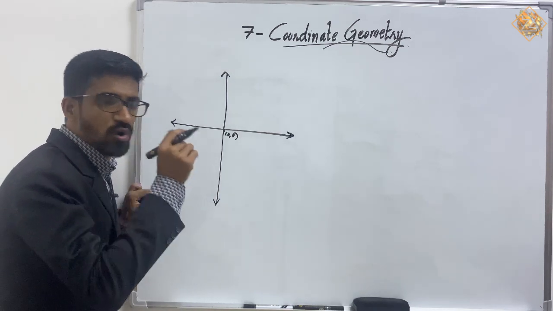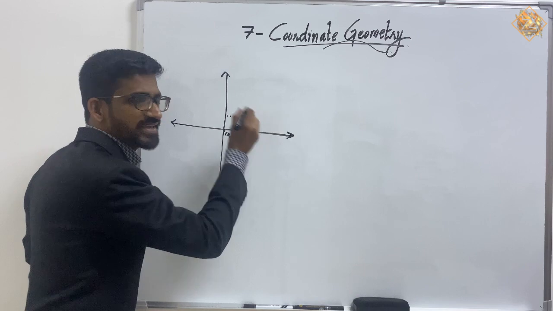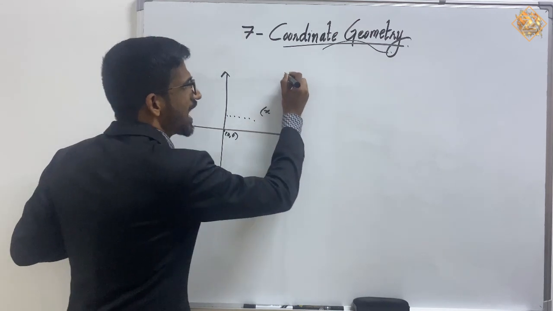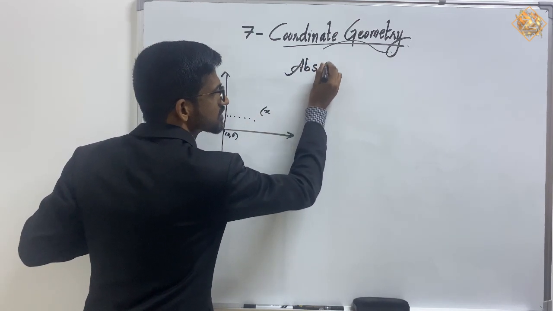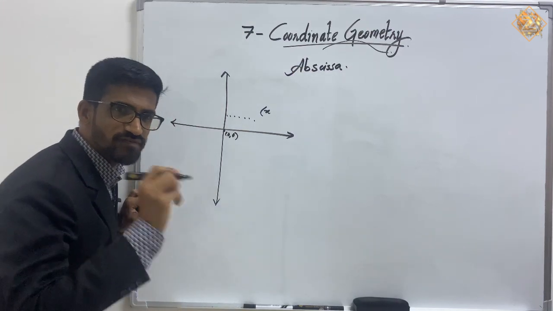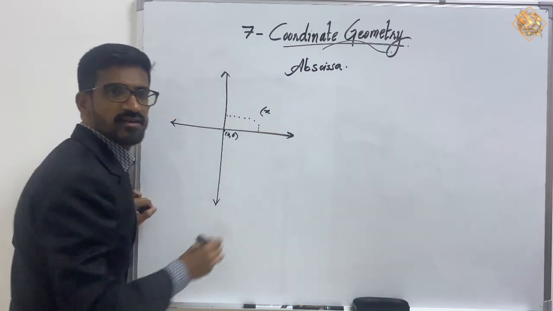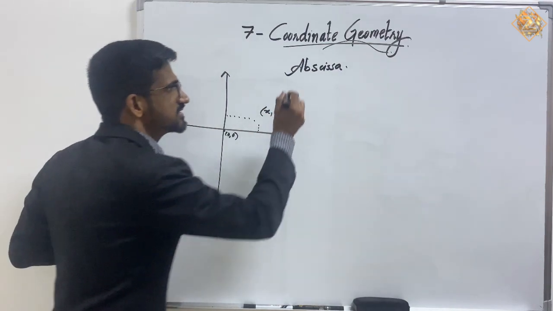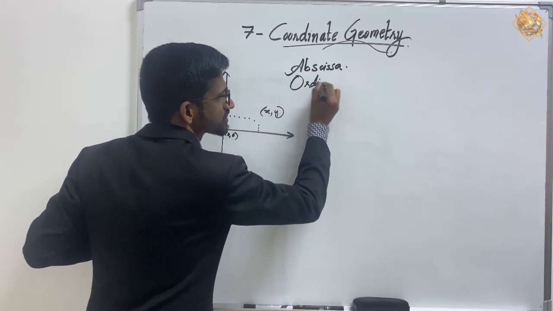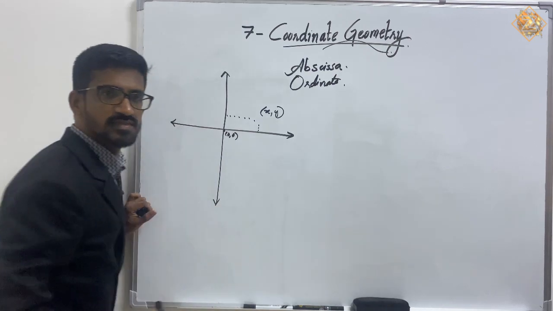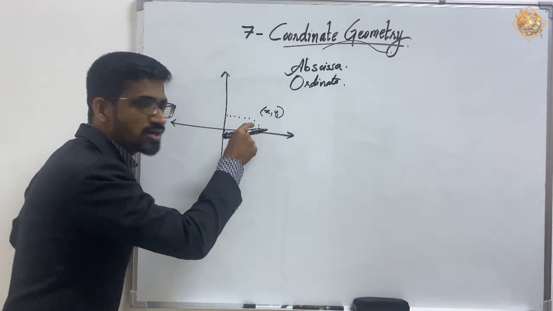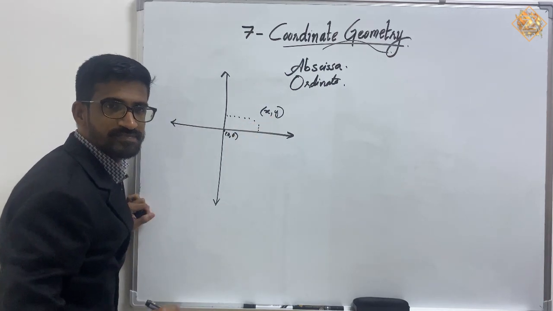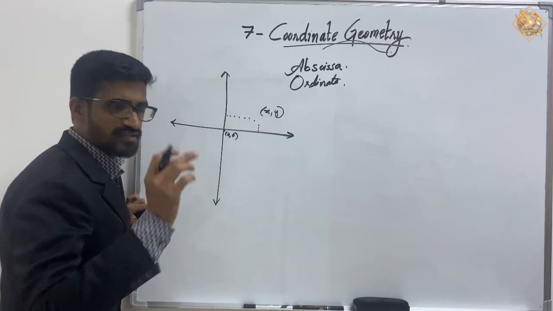And we know that the distance of a point from the y-axis is called the x-coordinate. It is also called abscissa. And the distance of a point from the x-axis is called the y-coordinate. It is also called ordinate. The distance of a point from the y-axis is called x-coordinate and the distance of a point from the x-axis is called y-coordinate.